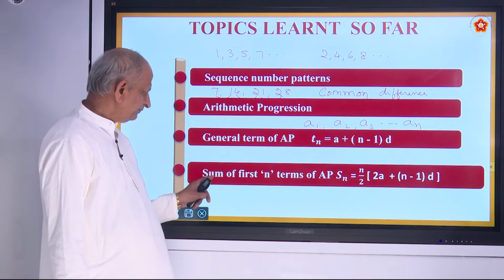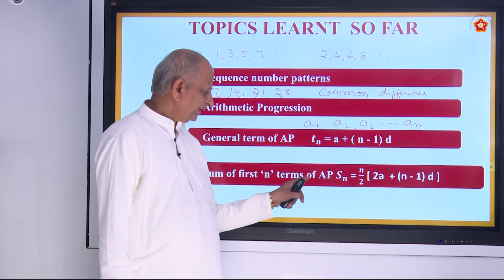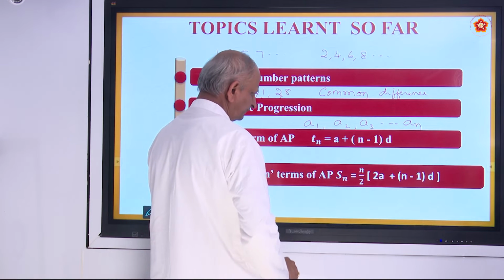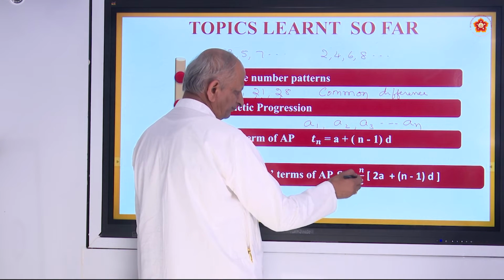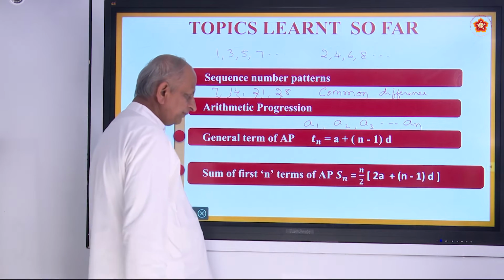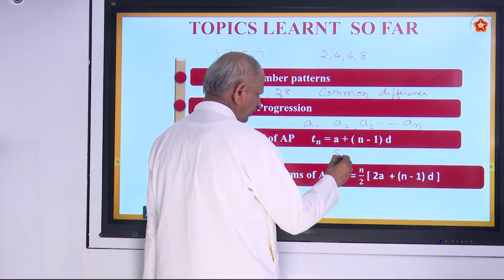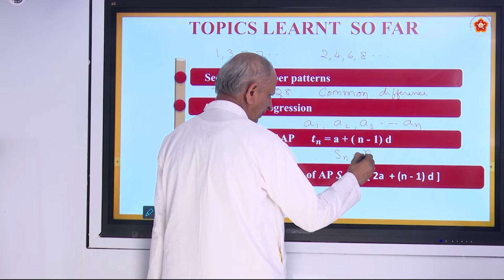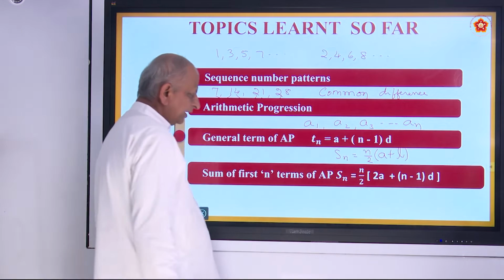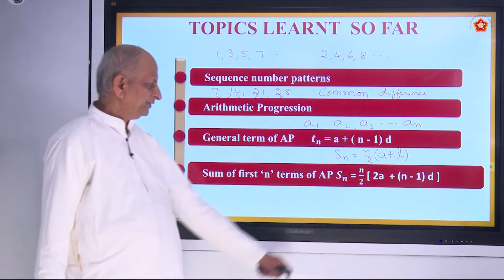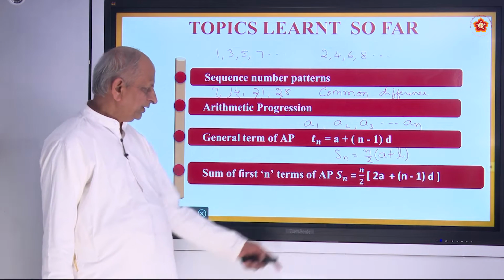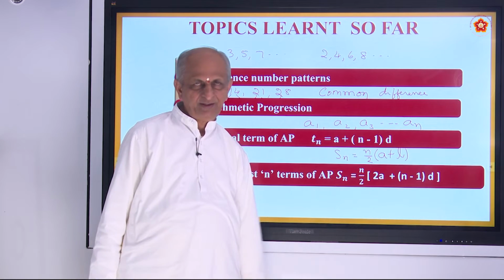One more formula we studied: sum of the first n terms of an AP. Sn you call it. S means sum. This is total, this is sum. Sn equals n by 2 into 2a plus n minus 1 into d. You can also write it as Sn equals n by 2 into a plus l, if the first number and last number are known, where a is called the first number and l is called the last number. So n by 2 into 2a plus n minus 1 into d.